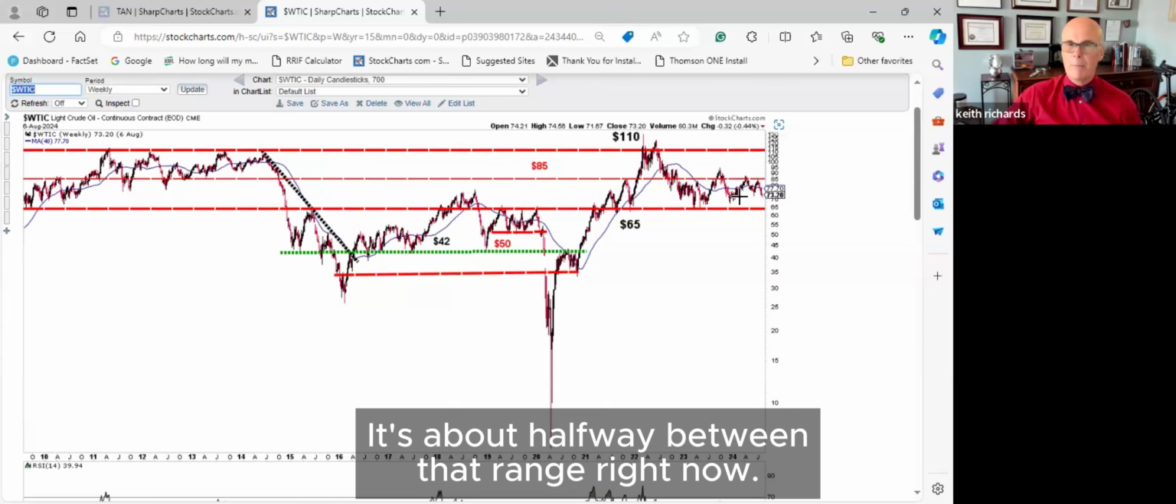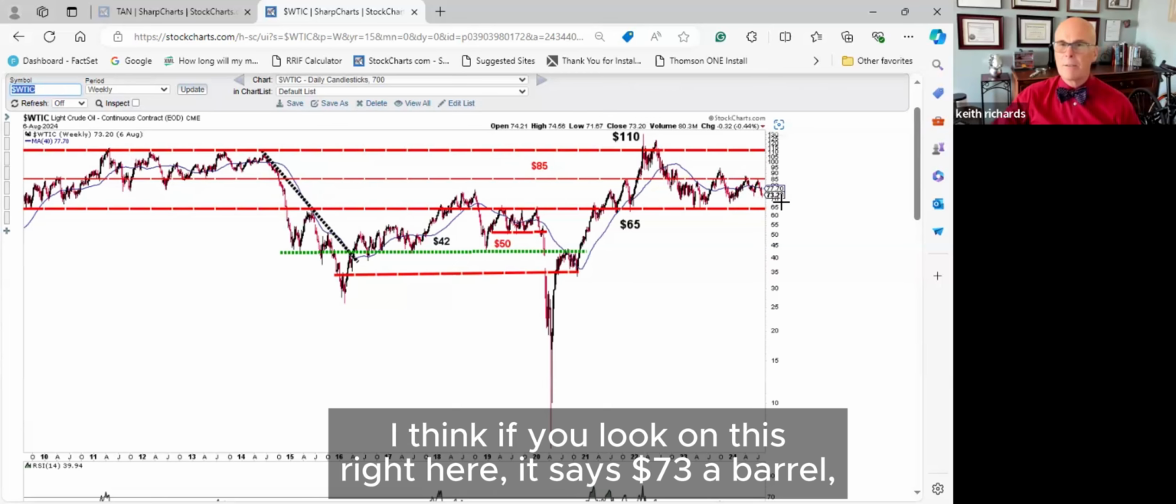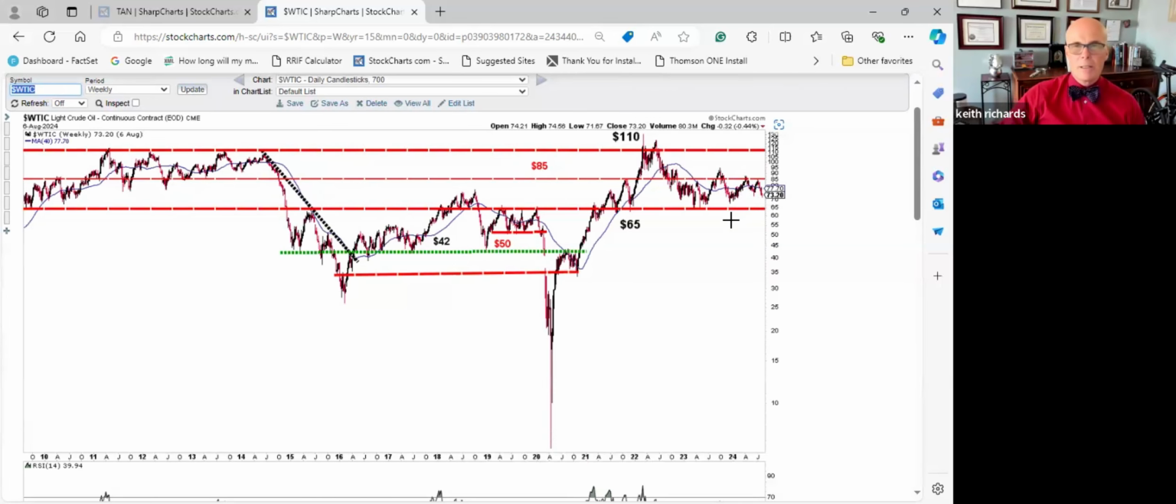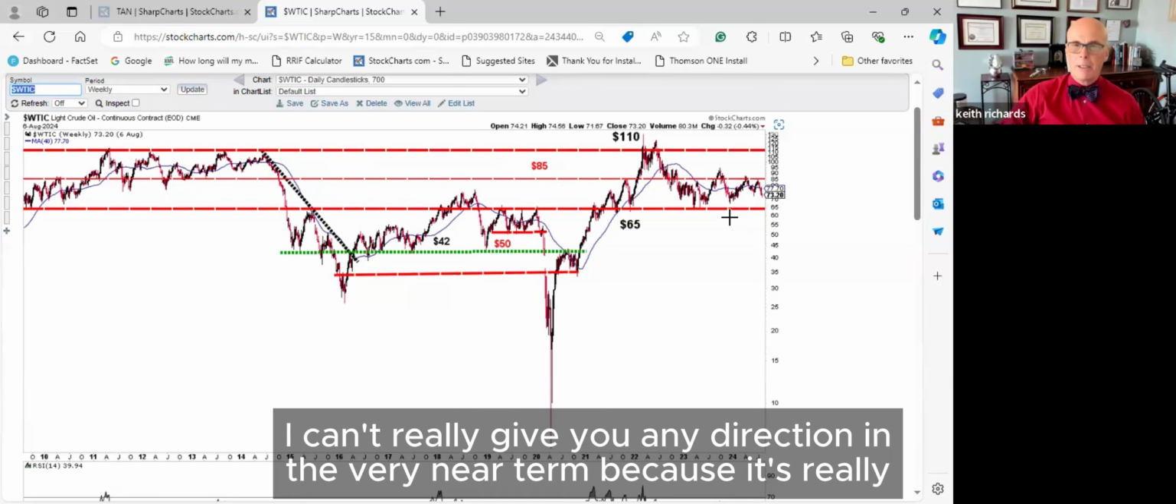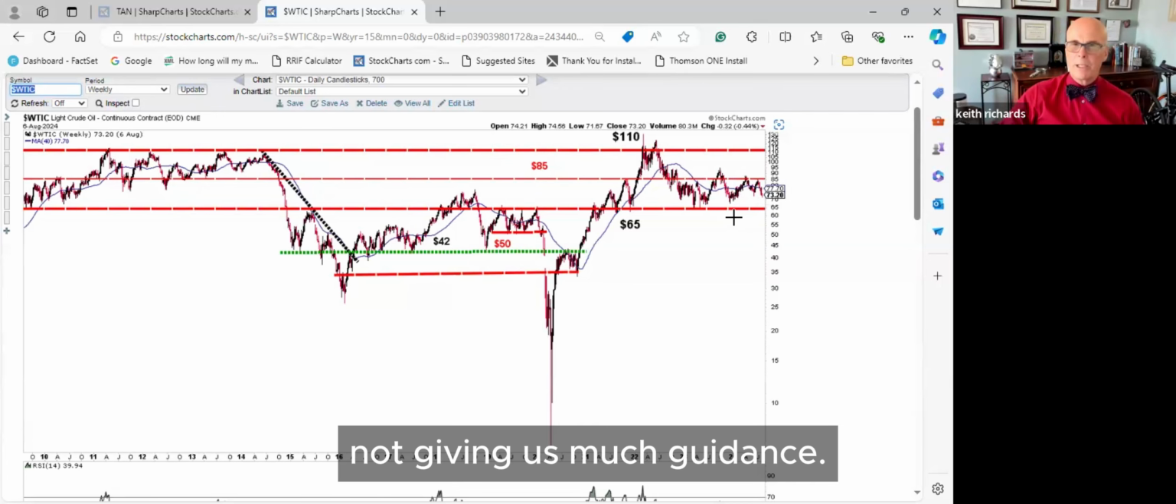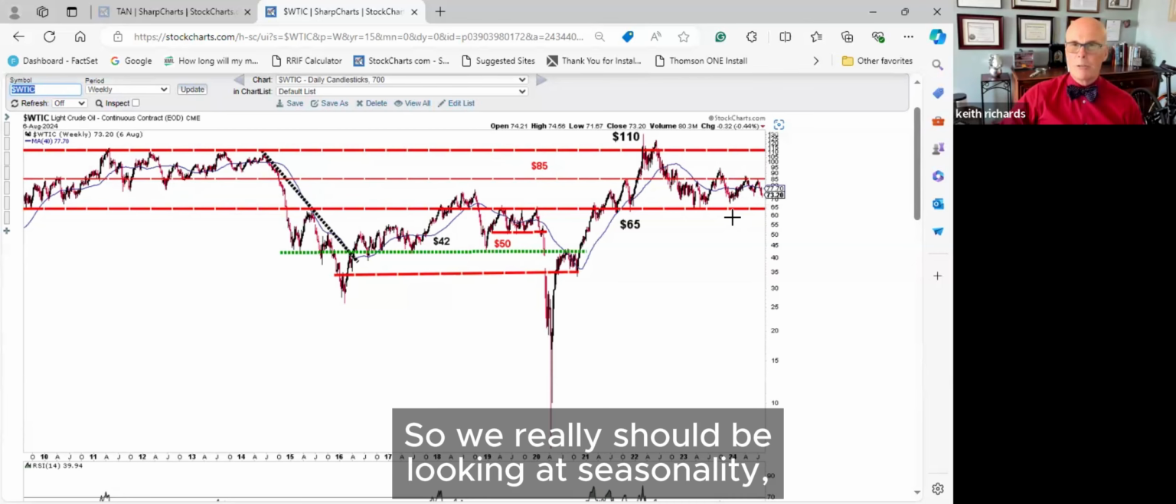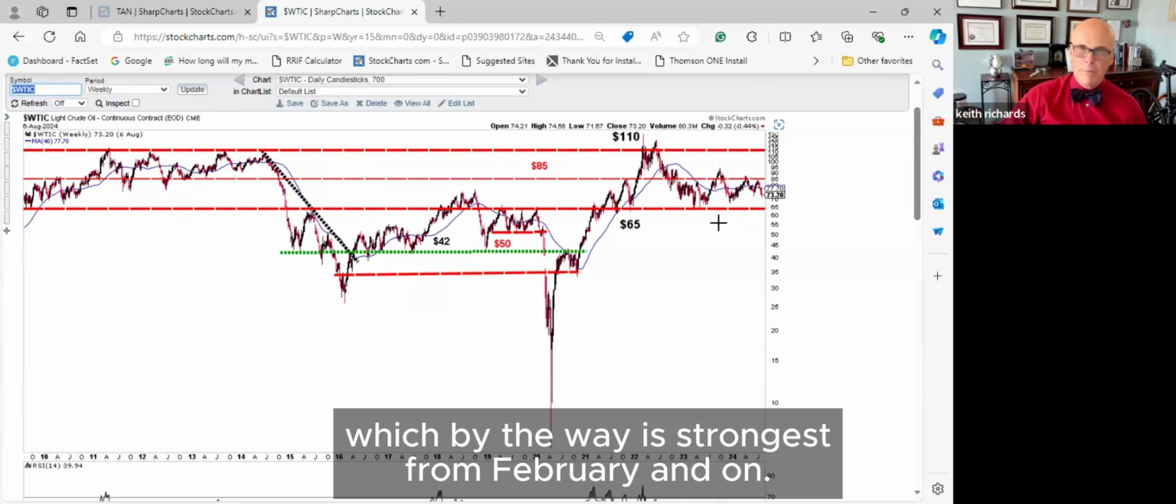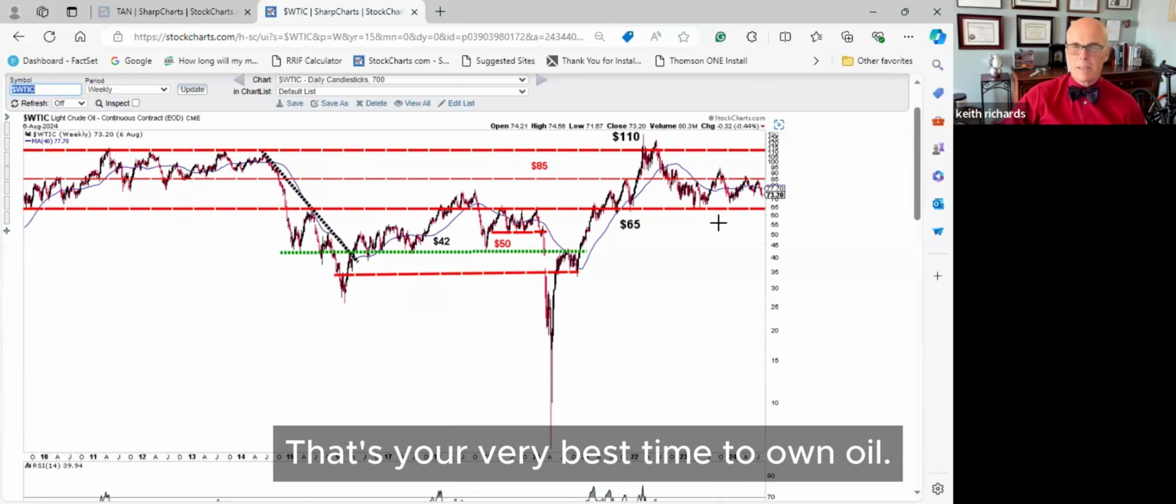It's about halfway between that range right now. If you look on this right here, it says $73 a barrel. So it's halfway between. I can't really give you any direction in the very near term because it's really not giving us much guidance. So we really should be looking at seasonality, which by the way is strongest from February and on. That's your very best time to own oil.